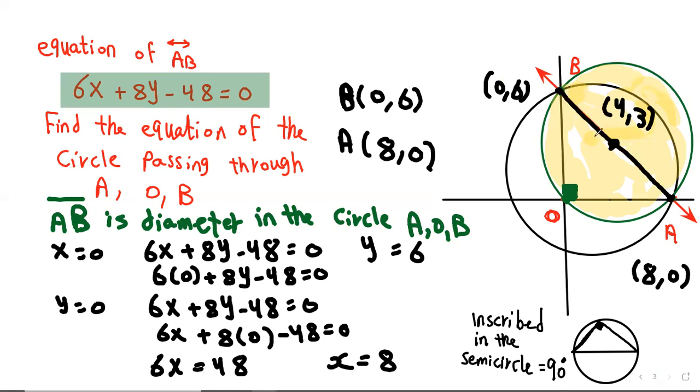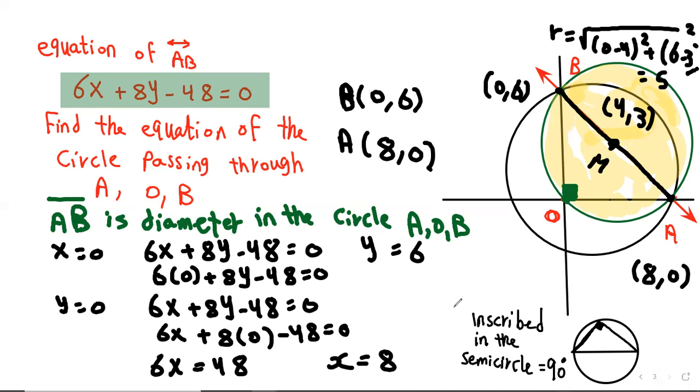Then I want to get the radius. How can we get the radius of this circle? We can find it easily. It's the square root of the distance between, let's call the center M here, MB or MA. So it will be the square root of 0 minus 4 to the power of 2 plus 6 minus 3 to the power of 2. Okay, so it will be 5 at the end.